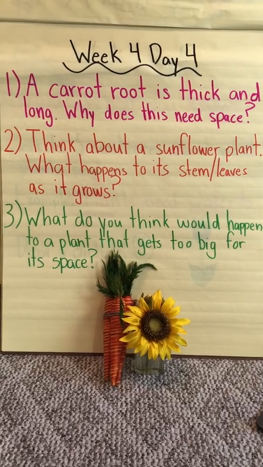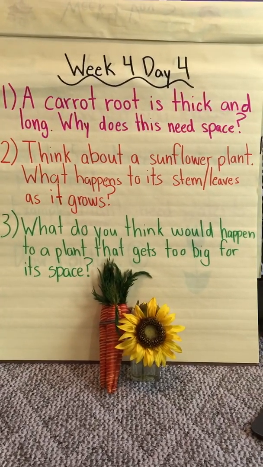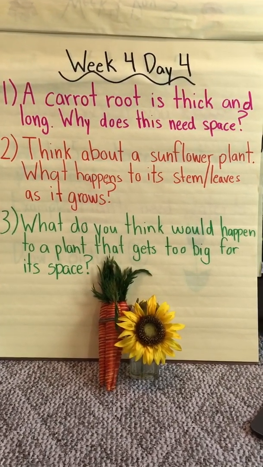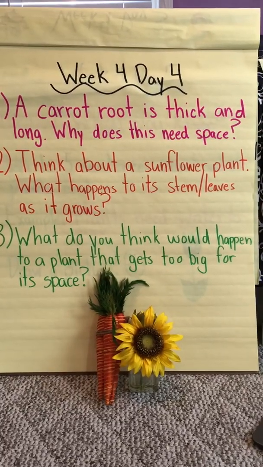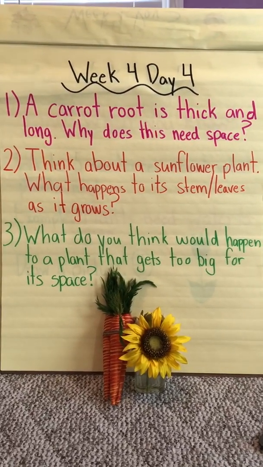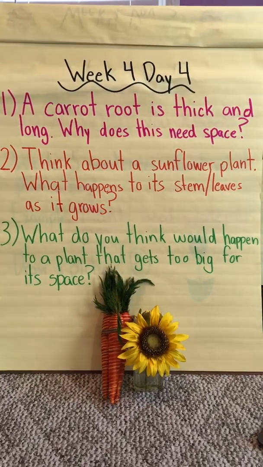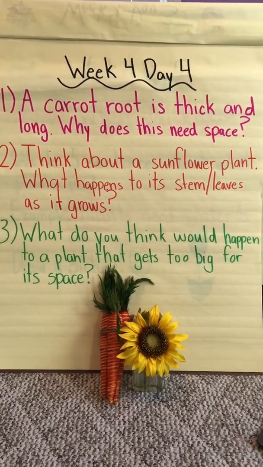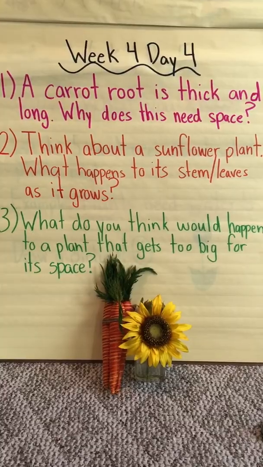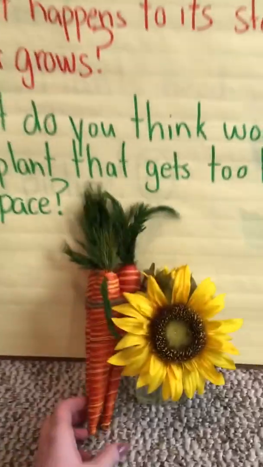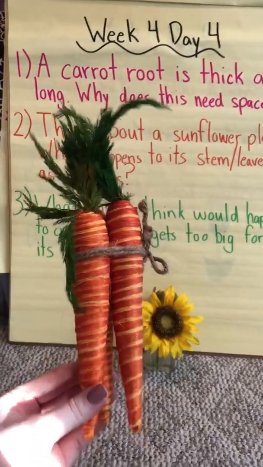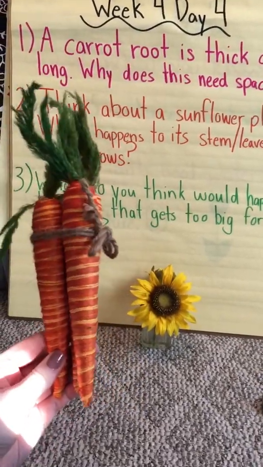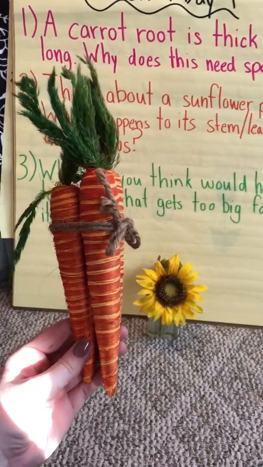So question 1 says, a carrot root is thick and long. Why does this need space? We've talked about the 5 things that plants need, and one thing is that they need space. The question talks about carrots. Carrots are actually a root. And these are pretty realistic. These look pretty much like the size of a real carrot. So these are pretty long and they're thick.